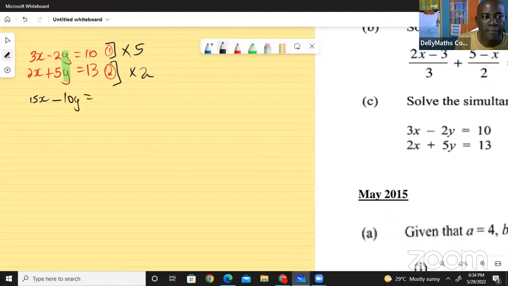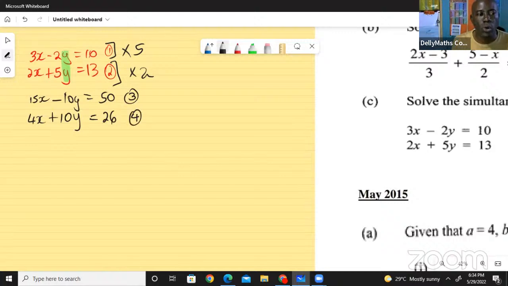And then 5 times 10 will give me 50, and this is equation 3. 2 times 2x will give me 4x. 2 times 5 will give me the 10y, and 2 times the 13 will give me 26, and this is equation 4.